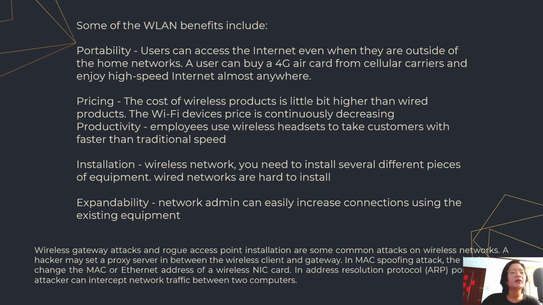Wireless gateway attacks and rogue access point installation are some common attacks on wireless networks. A hacker may set a proxy server in between the wireless client and gateway. In a MAC spoofing attack, the hacker can change the MAC or Ethernet address of a wireless NIC card. In address resolution protocol, or ARP, poisoning, an attacker can intercept network traffic between two computers.